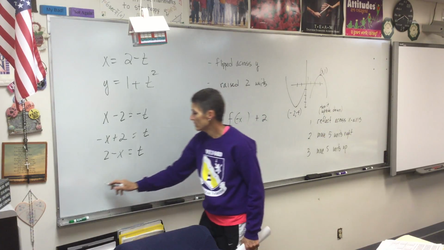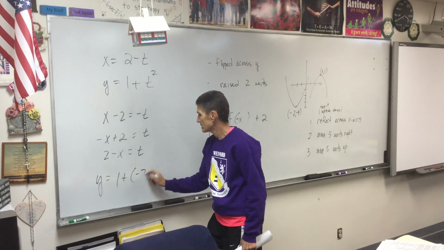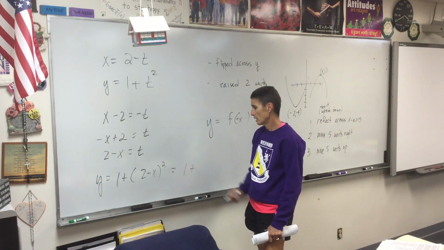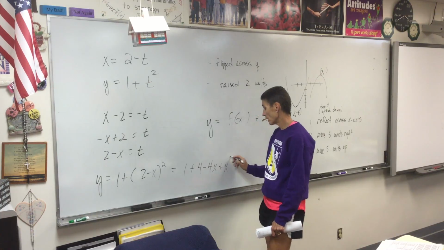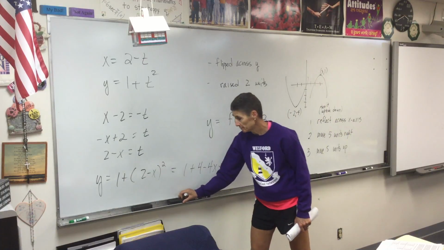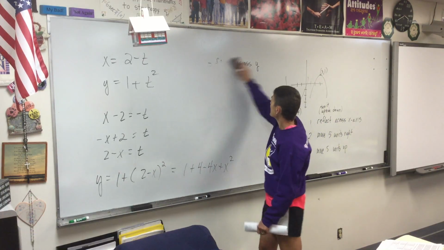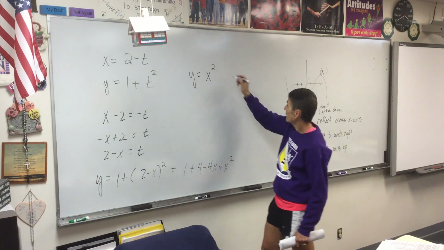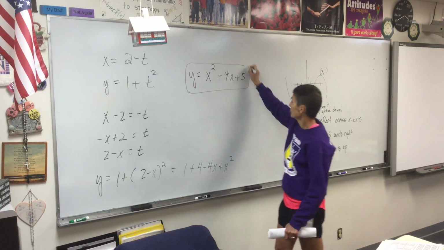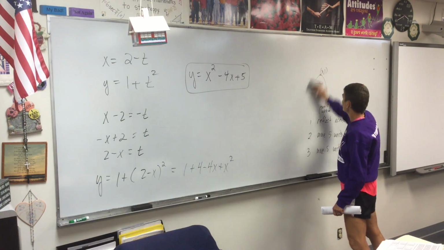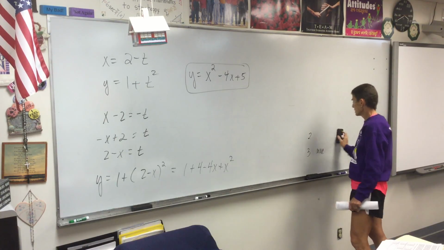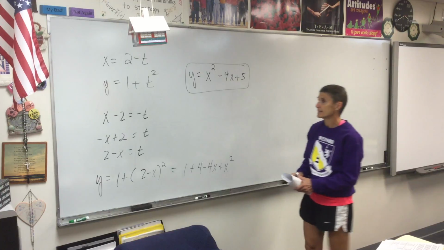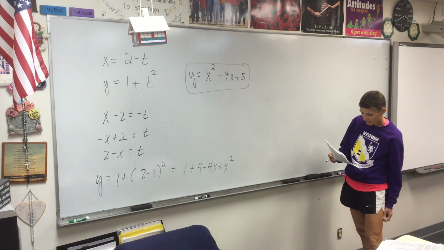Now I'm going to put that in my equation here. So I have y equals 1 plus (2 minus x) squared, which is 1 plus 4 minus 4x plus x squared if I do my foiling. So the answer is going to end up being y equals x squared minus 4x plus 5. And there is your Cartesian equation that represents those two parametric equations. So we've got t by itself and substituted that into the other equation and have our answer.